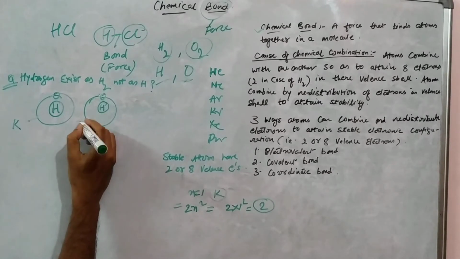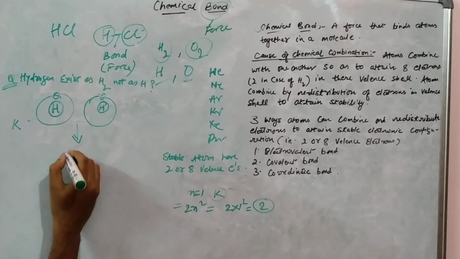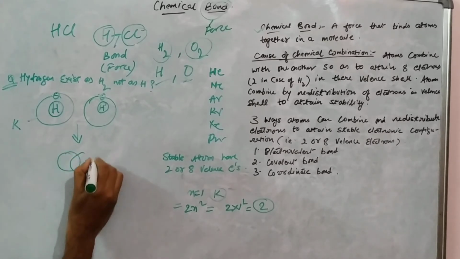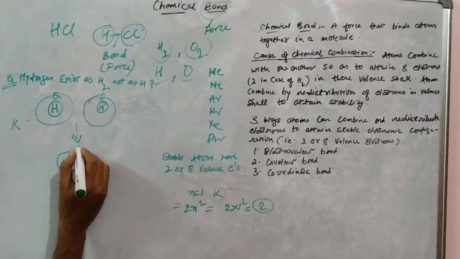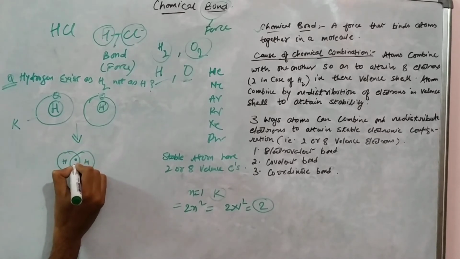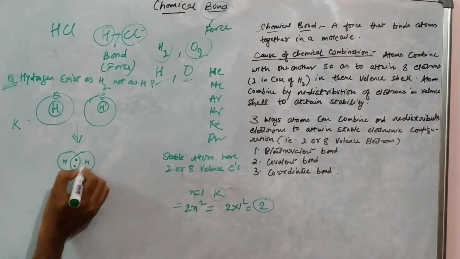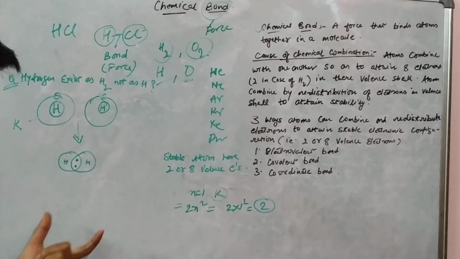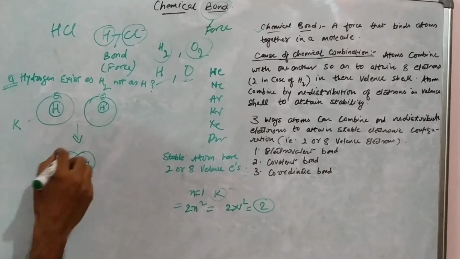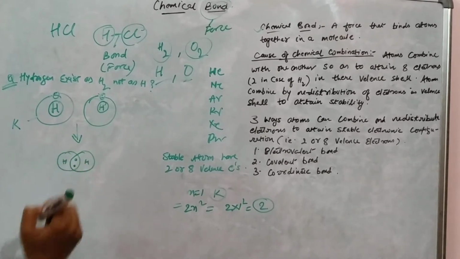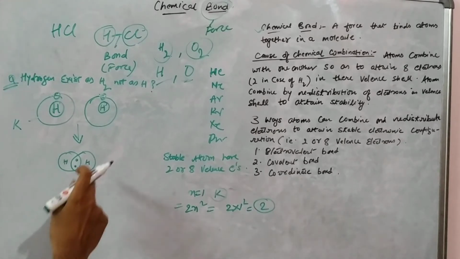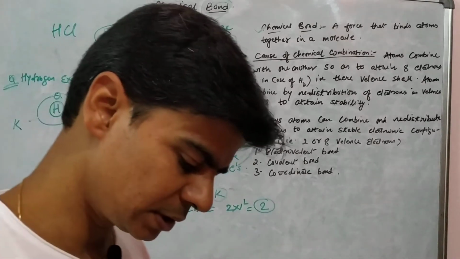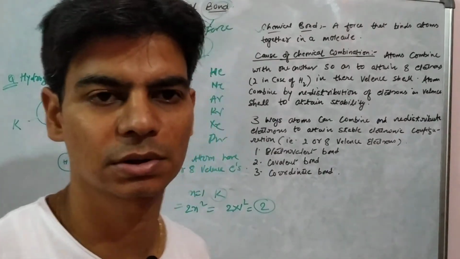So we'll see how it will do. This is hydrogen, this is hydrogen. Both these atoms will share each of their valence electrons, and will form two electrons. Now this hydrogen atom also has 2 electrons, and this hydrogen atom also has 2 electrons. This has happened after sharing of electrons.